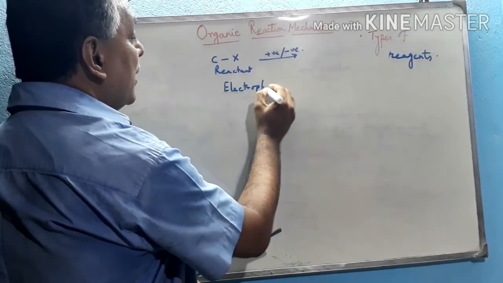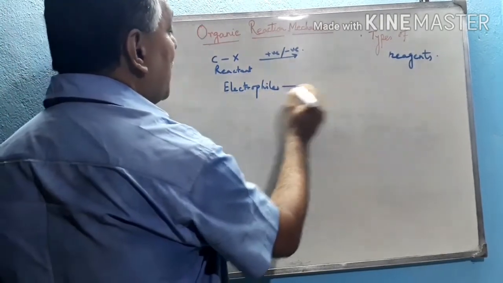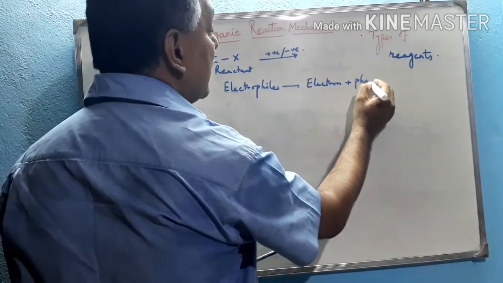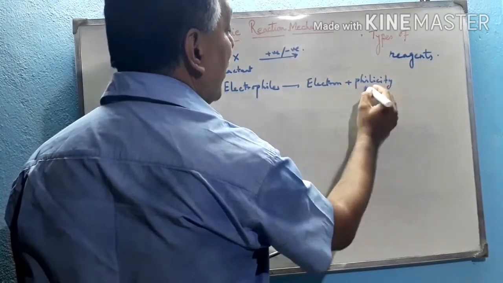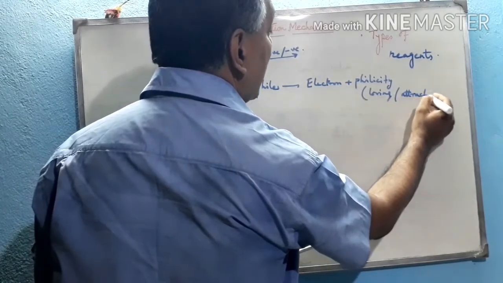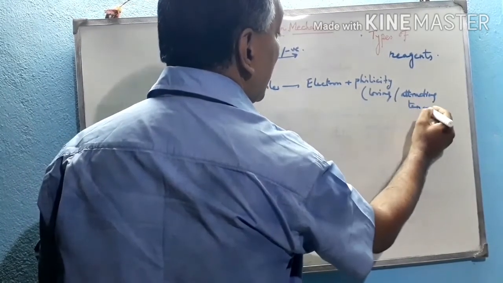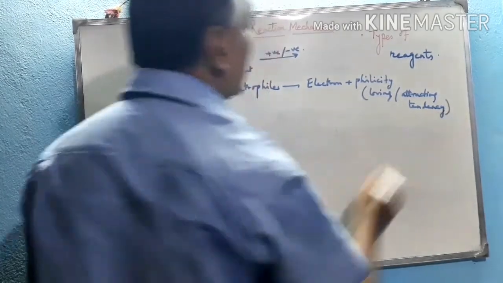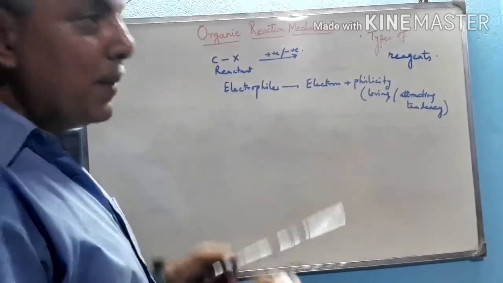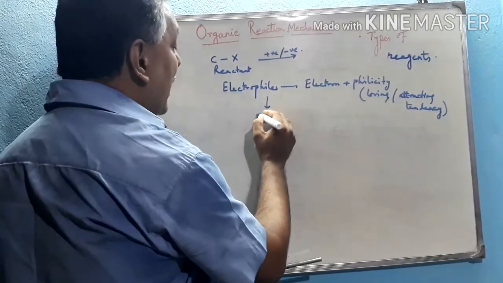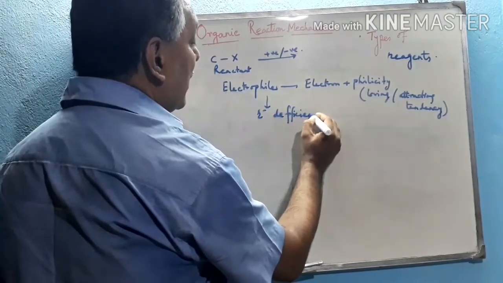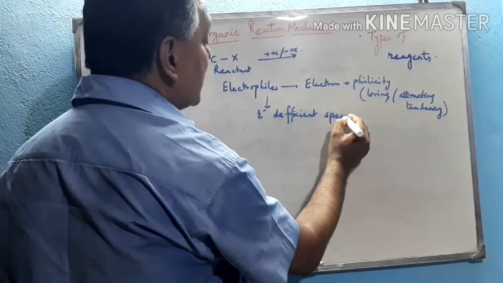See this term, electrophiles. That means electron plus philicity. Philicity means loving or attracting tendency. Now this is called the electrophile. Which are called electrophiles? Those which attract electrons. That means they themselves are electron deficient species.